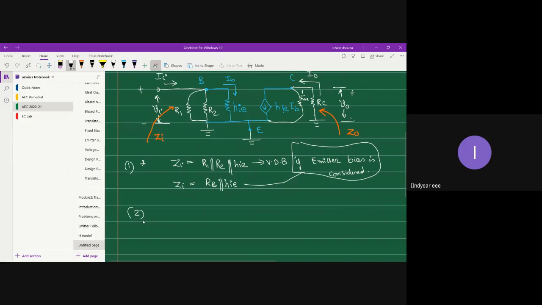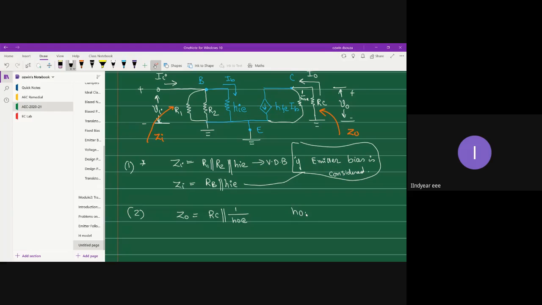The second performance parameter, let's go for Z naught. What do you see when you look at the network from the output side? On the output side, we have terminal C and terminal E. Terminal E is at ground potential. So across collector and ground, we see that RC and 1 over HOE are connected in parallel. So Z naught is basically RC parallel with 1 over HOE.